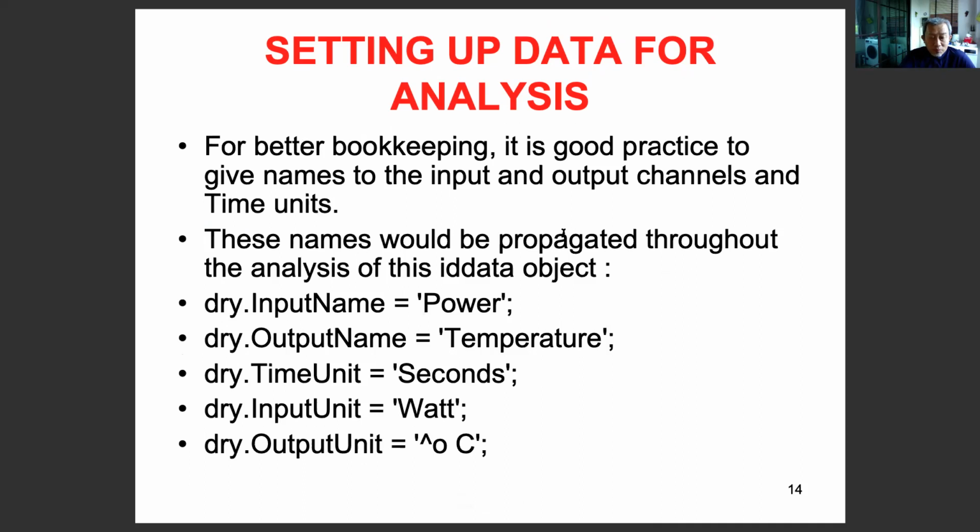So for better bookkeeping, we usually have to label the input data as information. The input is power in watts, the output is temperature in Celsius, and the time unit is seconds.